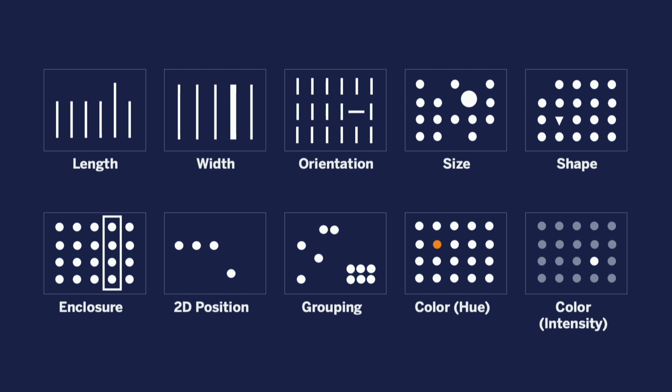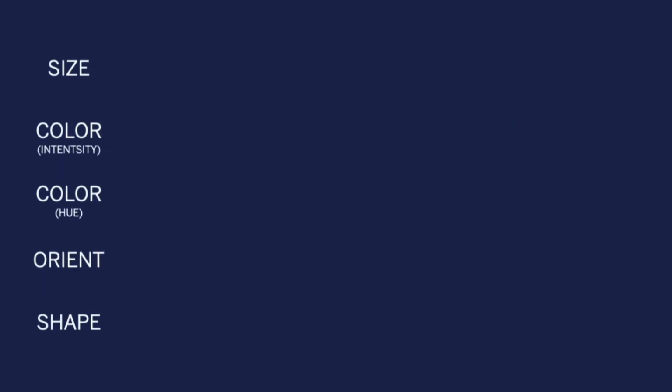Some of them you can use to denote the order of things. And for others, they help you understand quantity. And so we're going to walk through those here really quickly. So we're going to look at size, color, intensity, and color hue. Remember, those are two different things. Orientation and shape. So if you want to explain to someone quantity, the only preattentive attribute you can use for someone to effectively understand is size.